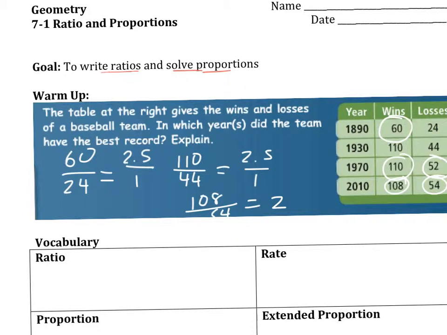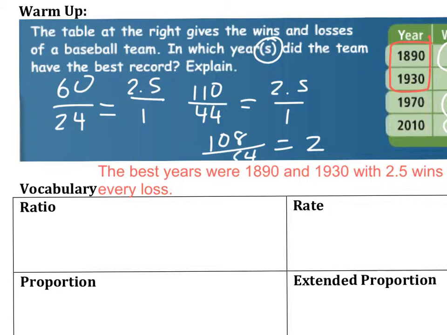Exactly 2. So in which year, and notice here it says years, potentially. So our final answer is this. In 1890 and in 1930, they had the best years with a ratio of 2.5 wins to 1 loss. And there we go.